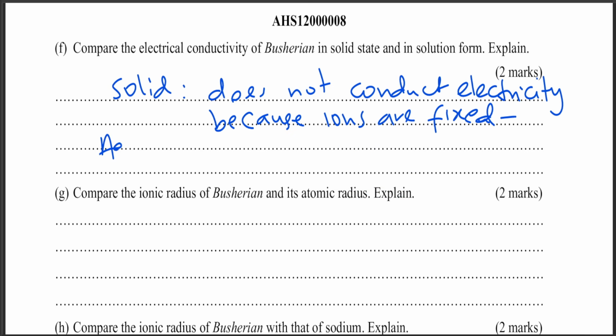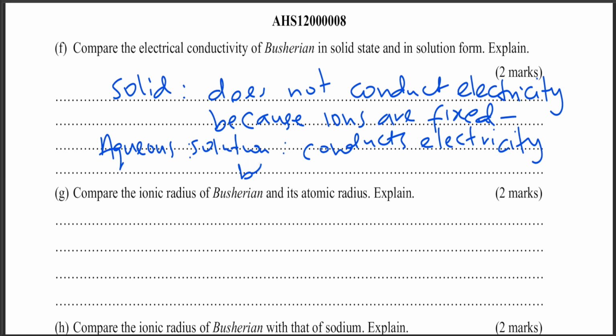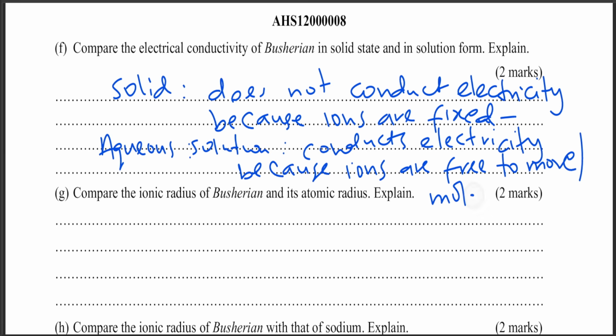But in aqueous state, since it's polar, it's going to be attracted by the polar part of water. So in aqueous solution or in molten form, it conducts electricity. The reason why it conducts electricity is because the ions are mobile at the time. Conducts electricity because ions are free to move, or they are mobile. So you have free mobile ions.